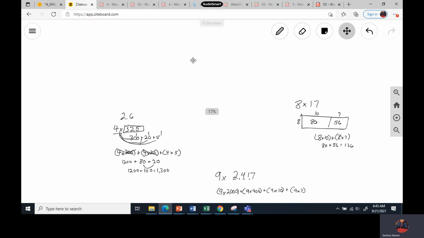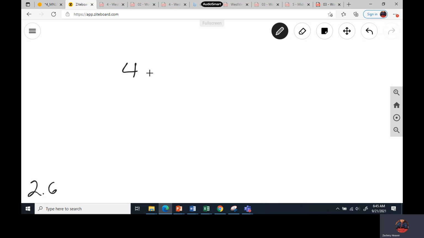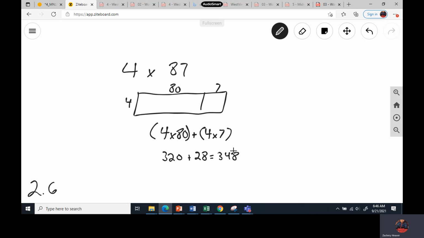And if we even do a bigger number, let's do like 4 times 87. Let's draw our model. We put our 4 here. We break 87 into 80 and 7. So our new problem is 4 times 80 plus 4 times 7, and put those in parentheses. We know 4 times 8 is 32, add your 1 zero, plus 4 times 7 is 28, which is 348.